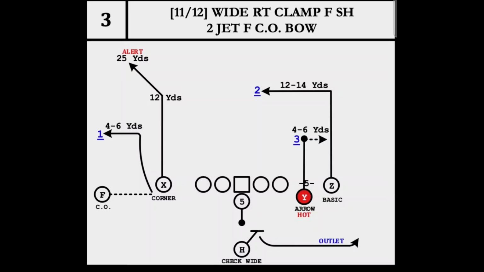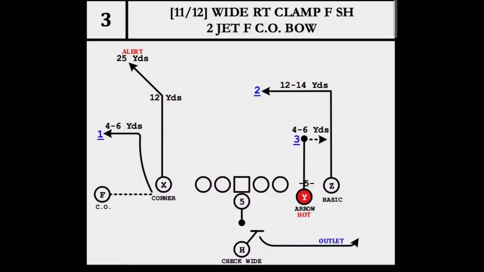Oftentimes, at the most basic level of the bow concept, you'll also see some form of an alert route with it. Now, this alert route can be a variety of different things depending upon the coverages that you're going to see, the checks that you want to get into, or specific game plan type of route combinations. However, in the most basic form of bow that you see in a lot of the playbooks, it is part of a high-low, usually smash concept here on the front side.